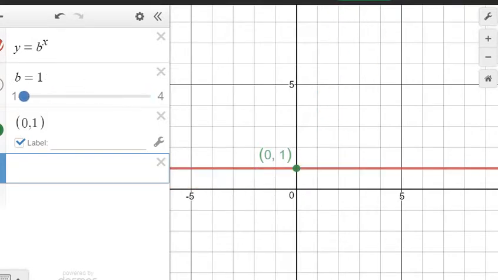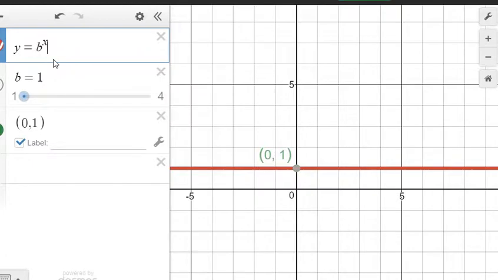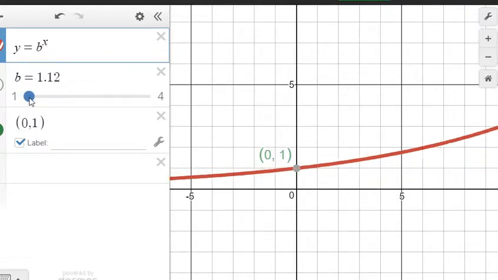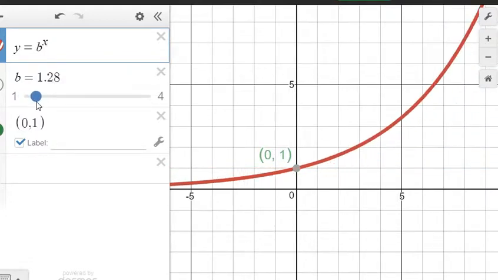So let's look back here at this function, y equals b to the x. That's a generic exponential function. If you look at your handout, one of the things it says is that b cannot equal 1. Why not? Well, if b equals 1, it's kind of a boring function. 1 to any power is just 1. So you're just going to get a straight line. Not that fun.